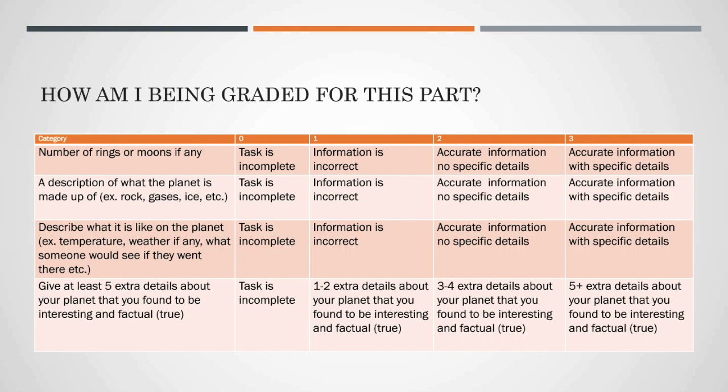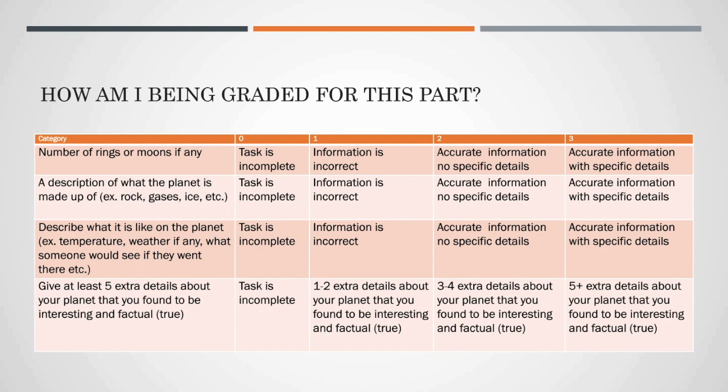Okay? So a 0 is not doing the project. Okay? That's for everything. So if you don't do anything, you get a 0. Okay, so now what happens, Mr. Beck, if I did the project, but everything I did was wrong and made up? Well, because you at least made the effort to do something, you are going to get a 1. Okay, so that means you have information and it's not correct. You did something, you turned something in. You have 1 to 2 details about your planet that were true.